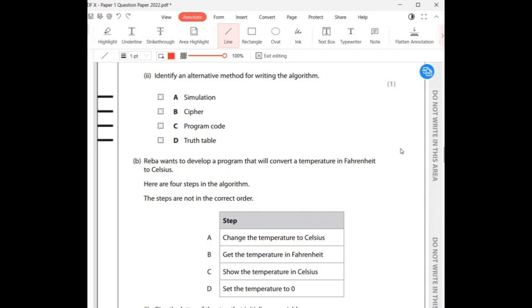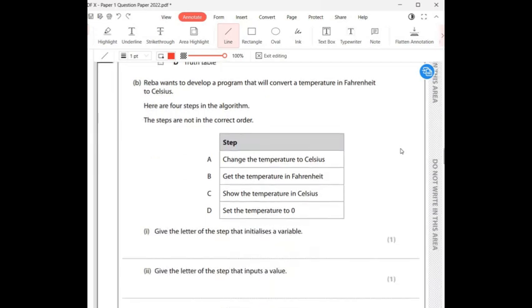So, next bit, we need to identify an alternative method for writing an algorithm. That would be program code. Revo wants to develop a program that will convert the temperature in Fahrenheit to Celsius. So we've got 4 steps, and they're not in a correct order. So we need to give the letter of the step that initiates the value. So it's going to be D, where we set the temperature. And then we need to give the letter of the step that inputs it. So that's going to be B, where we're getting the temperature in Fahrenheit.